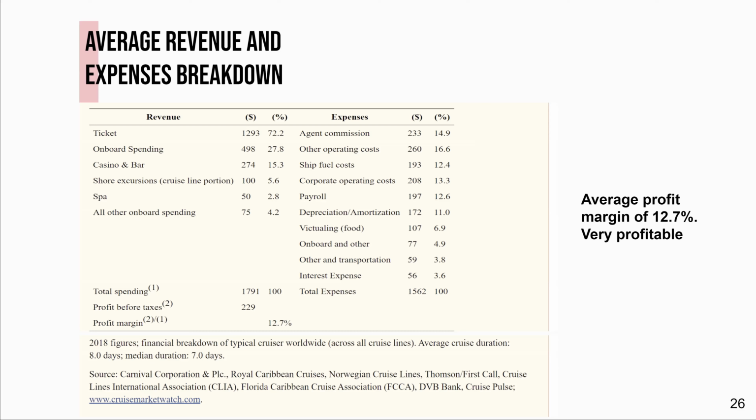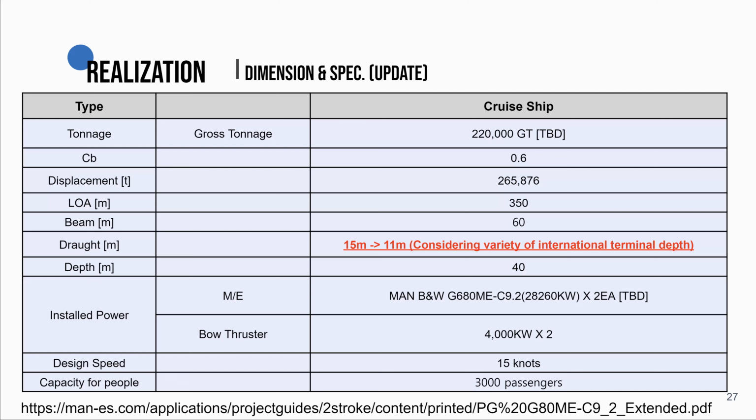So in light of all this information, this was the specification and dimension proposed by Sungmin in the midterm presentation. We have updated it to reflect the issue with port size, and we have calculated the number of passengers our ship can take, and this is the minimum. This is the minimum amount of passengers, but we can easily take about 3,500 passengers in our cruise ship.